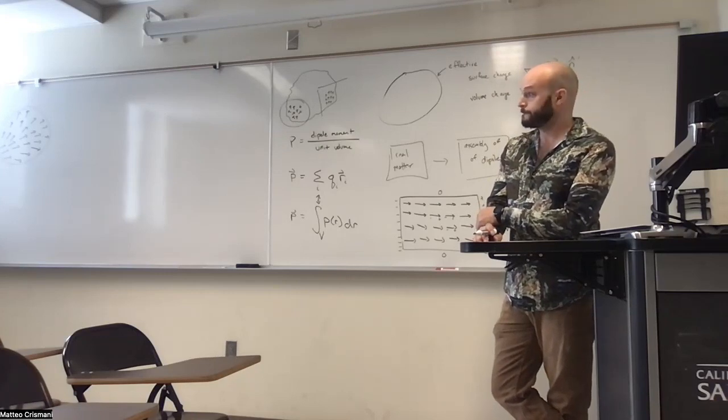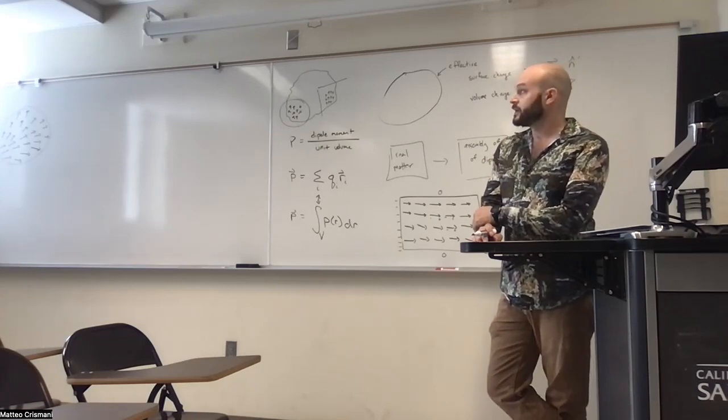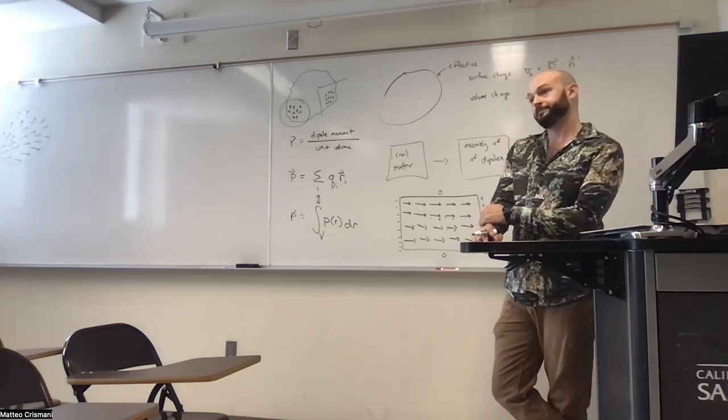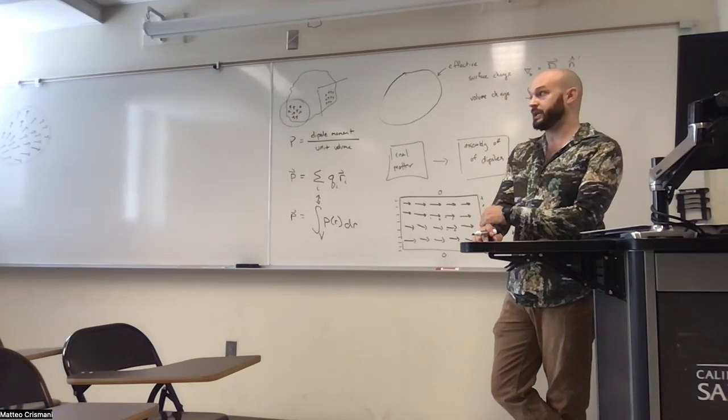So those are the polarization vectors, right? Is this happening on the surface of the sphere or inside of the sphere? This is a two-dimensional sphere. Okay, this is a circle. I don't want a third dimension to complicate me.